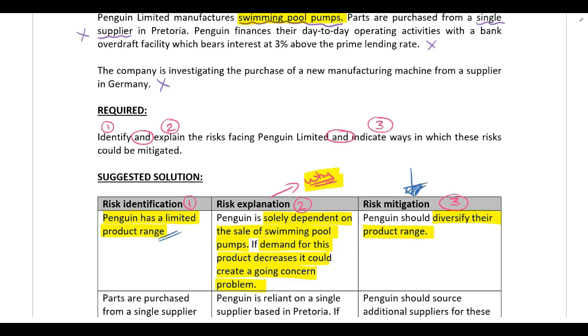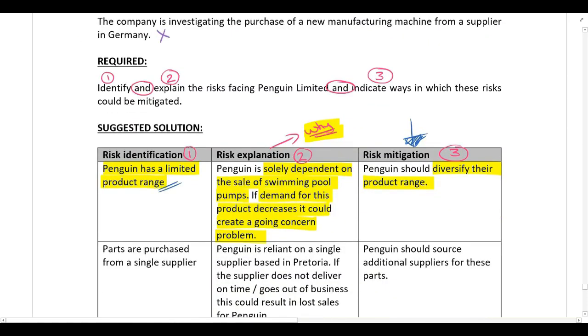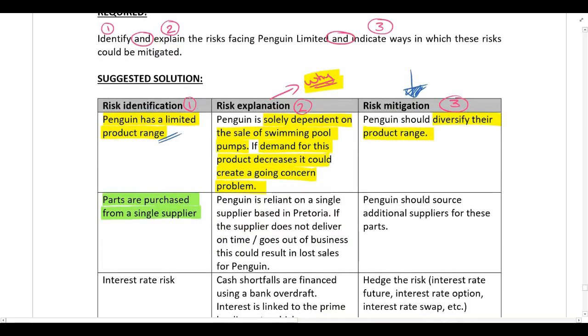What was another risk that we identified in the question? We saw that they purchase all of their parts from a single supplier in Pretoria. So that is identifying the risk. Parts are purchased from a single supplier. That comes directly from the question. Then we need to explain why this is a risk. They are reliant on a single supplier. So if the supplier does not deliver on time, or if the supplier goes out of business, this could result in lost sales for Penguin. So you clearly discuss why this is a risk.